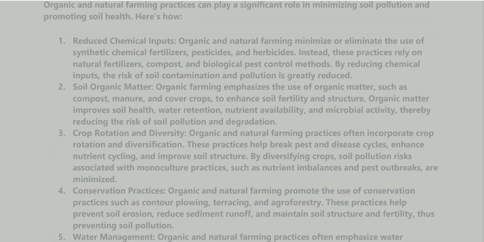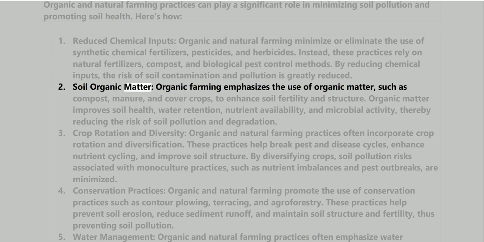Organic and natural farming practices can play a significant role in minimizing soil pollution and promoting soil health. Here is how. 1. Reduced chemical inputs. Organic and natural farming minimize or eliminate the use of synthetic chemical fertilizers, pesticides, and herbicides. Instead, these practices rely on natural fertilizers, compost, and biological pest control methods. By reducing chemical inputs, the risk of soil contamination and pollution is greatly reduced.